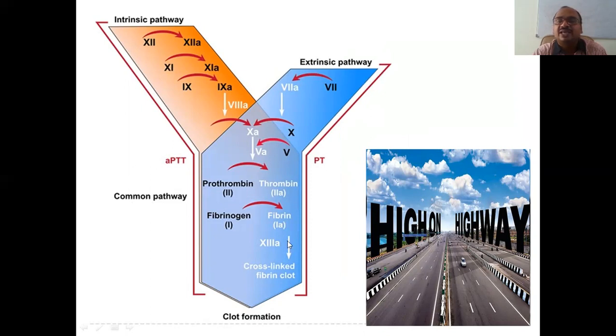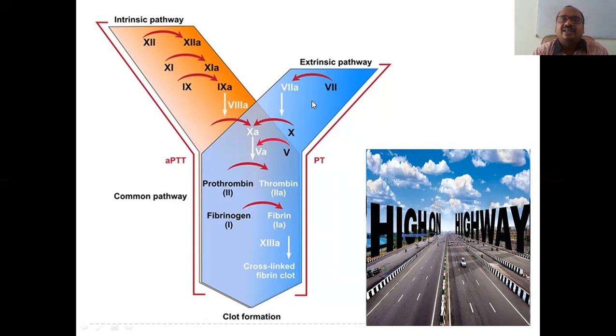This is the common pathway, just like a common highway. See here, this is common, that's why it is very broad. Here it is narrow, the width is small, but here the width is big. That's why I showed it as a very big way. This is a highway. So the intrinsic pathway will come and meet in the common pathway, and the extrinsic pathway will also come and meet in the common pathway. The common pathway is nothing but a highway. The remaining two are the side ways, just like a Y junction.